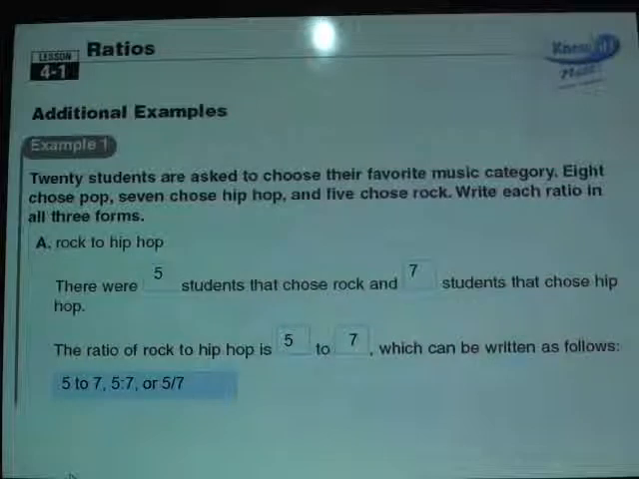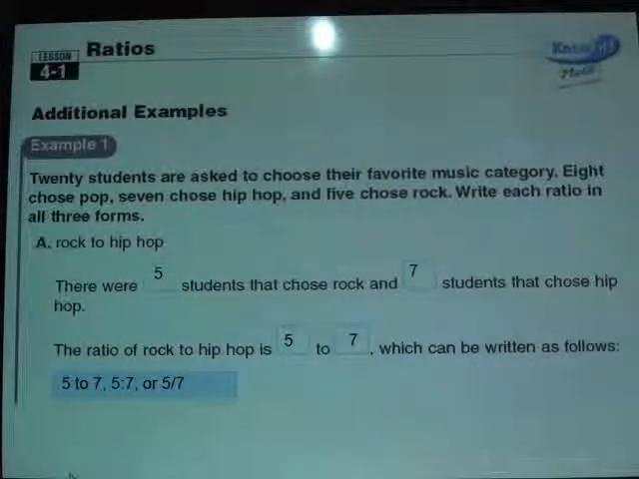The question here in part A is asking me to write a ratio comparing the number of people that like rock to the number that like hip hop. As you can see in the question, there are 5 people that chose rock and 7 that chose hip hop. So the ratio of rock to hip hop fans is 5 to 7. We're going to write that in all three ways now: 5 to 7, 5:7, and 5/7.